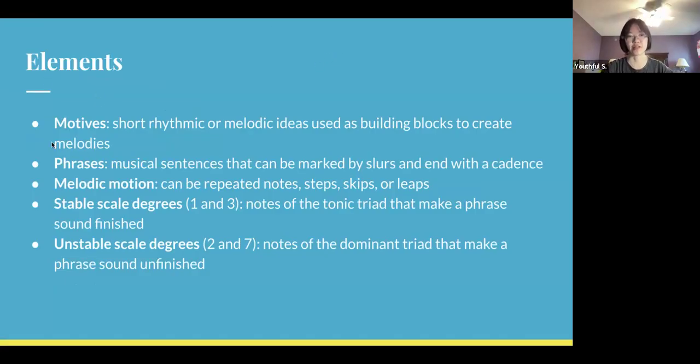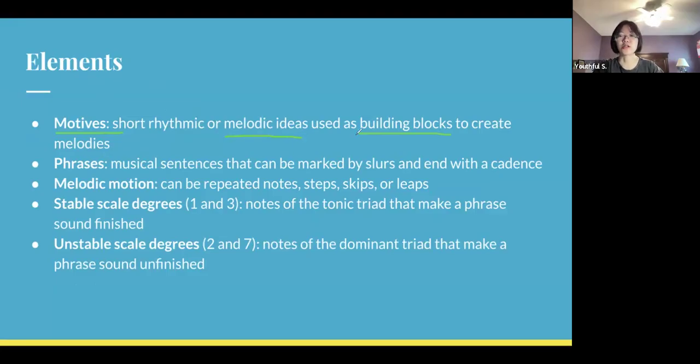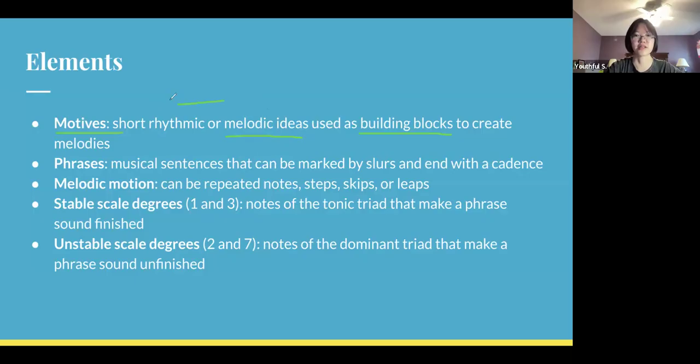So this is basically everything you need to know. So we have motives. Think of motives as building blocks. They're like the building blocks that you use to create melodies. They're not actually melodies, but more like melodic ideas, like a really short melodic phrase almost, and then you use it to build a melody. It can be really short, like 3 or 4 notes.